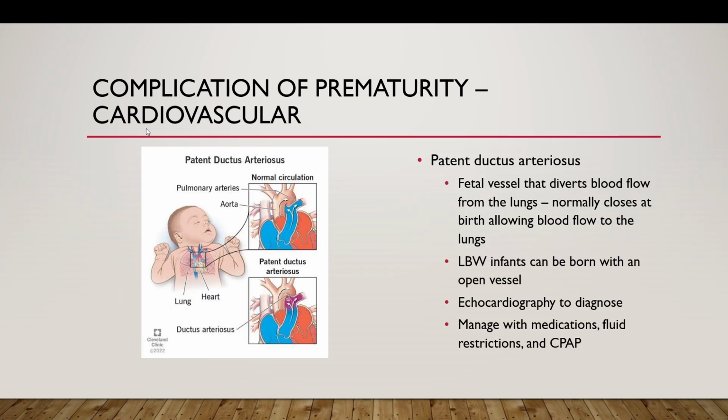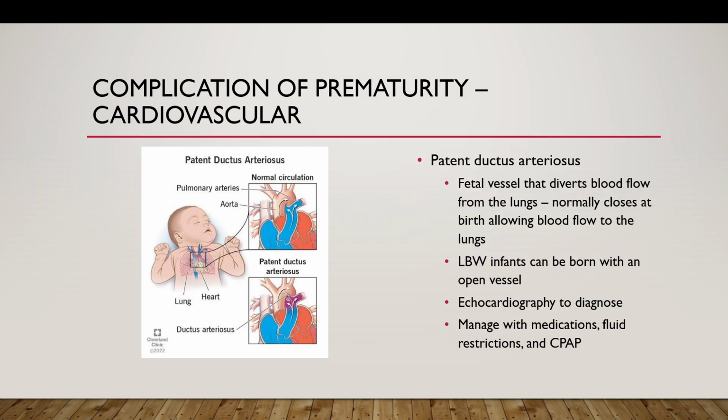Babies born early may also have issues and complications with their heart. So this problem detailed in this Cleveland Clinic picture has to do with the blood flow within the heart. So there's a vessel in our heart, which is right here in this purple part, that diverts blood flow from the lungs. Now this closes at birth to allow blood flow to the lungs.